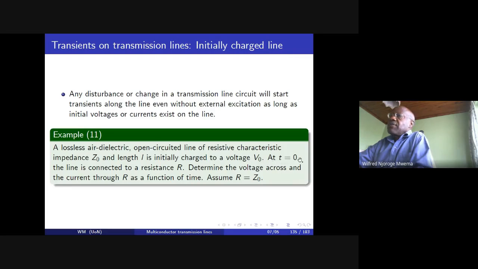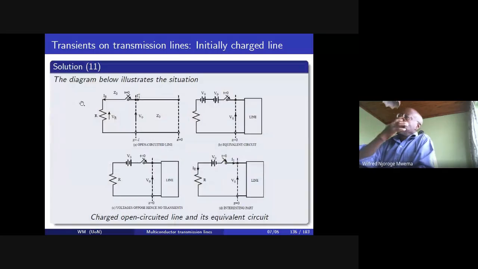So at t equal to 0, the line is connected to a resistance R, and we are supposed to determine the voltage across the resistor and the current through it as a function of time. We are told to assume that R is exactly equal to the characteristic impedance of the line, and therefore we expect no reflections.